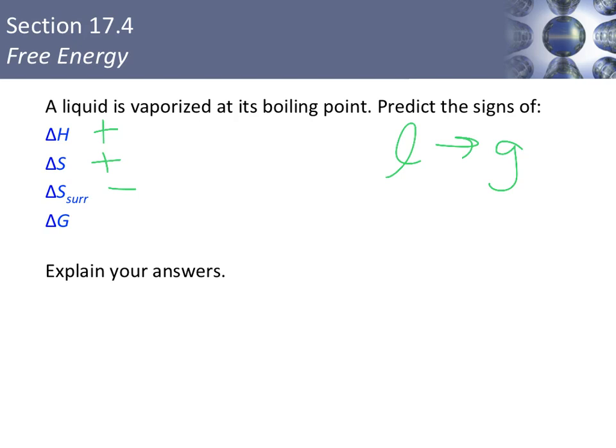So then when we think about delta G, we are at equilibrium at the boiling point. We have both phases existing until that phase change is complete. So our delta G is actually going to be 0.